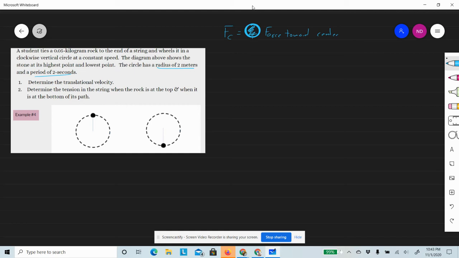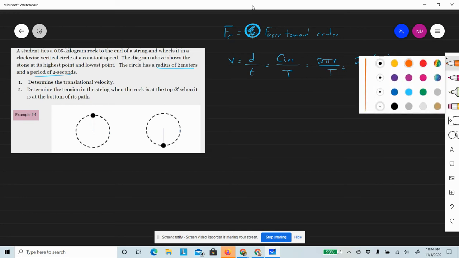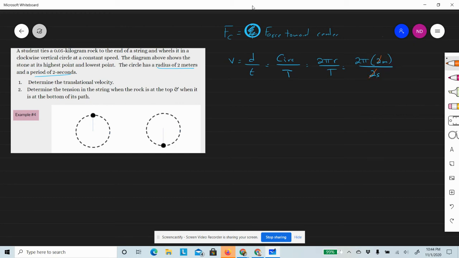So they want to know the speed, the translational velocity. That's the velocity through space. Velocity is the distance it travels over the time. In this case, the distance it travels will be the circumference of the circle divided by the period. Actually, I should properly label that the period, capital T. So 2 pi r over the period, which would be 2 pi times radius 2 meters over a period of 2 seconds. Well, that is super easy because the 2 cancels out with that 2. We get 2 pi meters per second. Well, 3.14 times 2 is 6.28. Velocity equals 6.28 meters per second. That's pretty simple.